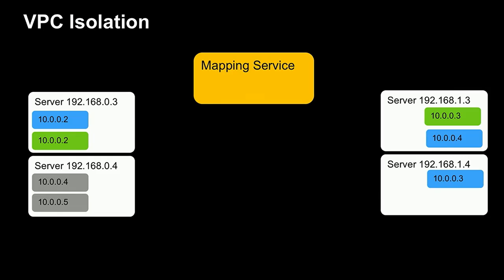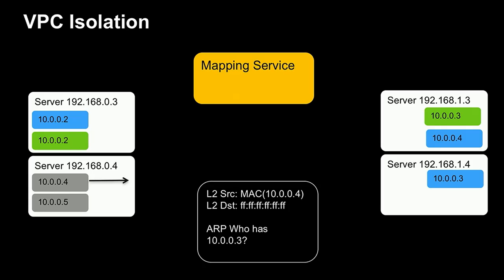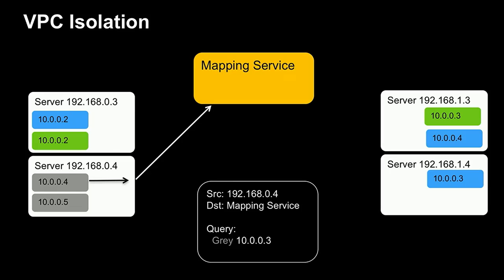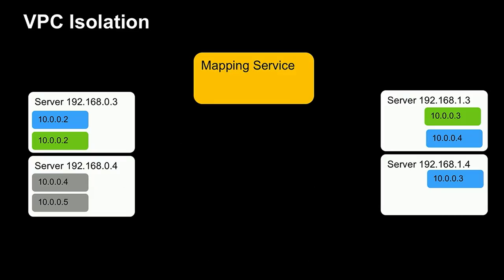Now, what if the VPC instances are in separate subnets? How would this look at layer 3? Oh, I should actually make a point. Sorry. The VPCs are isolated. So here you see 10.0.0.4. That's the gray VPC. If it tries to make an ARP for 10.0.0.3, you'll see there's no gray 10.0.0.3 here. The mapping service request is made. There's no gray 0.0.3. There's no response.